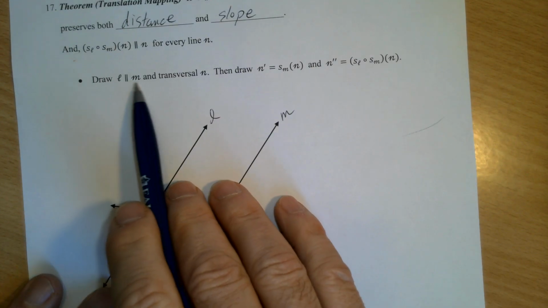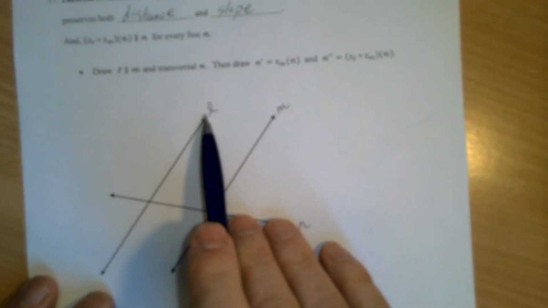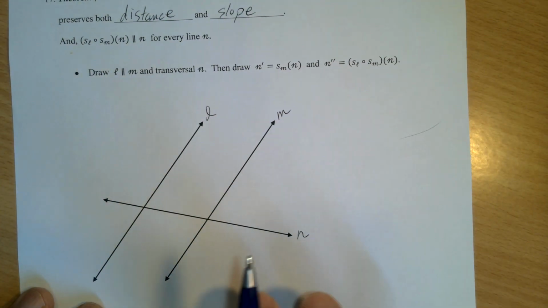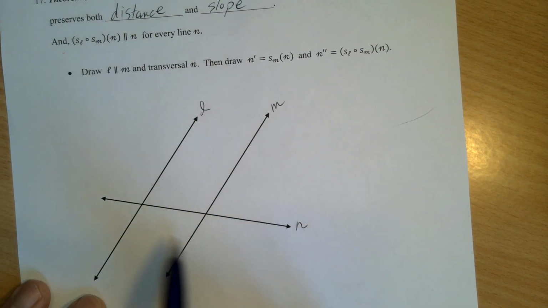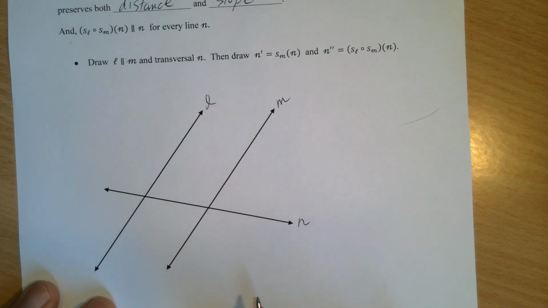Okay, so we're gonna just do one example. It says draw two parallel lines L and M. Well, I've already drawn them. I'm just labeling them L and M. And then make N a transversal, a line that cuts through both of those parallel lines.